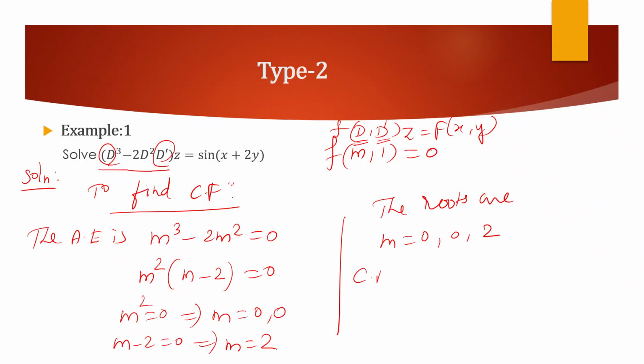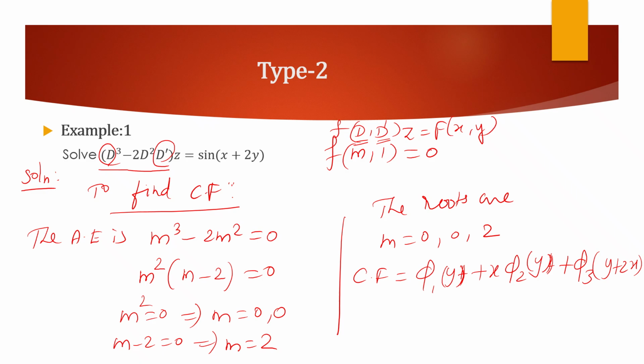So how can we write our CF here? CF is phi 1 of y plus 0x, that is, we can omit that part. So it is phi 1 of y plus x into phi 2 of y plus 0x, which is nothing but phi 2 of y, plus phi 3 of y plus 2x. So this is our complementary function.